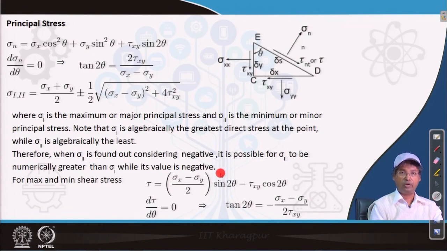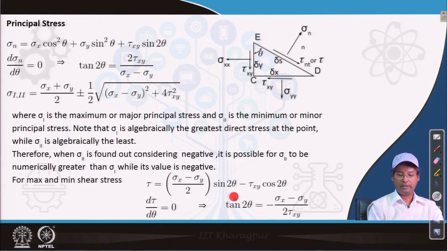So, this is a good point to note that the compressive stress may become larger in numeric value in some conditions. It is not that since it has a plus sign, the material experiences the maximum stress, while we are considering plus values only. A plus value only shows that the material is in tension, but a negative sign shows that the material is in compression. So, at this point, for the maximum shear stress, if we talk about tau, we can have that in a similar way.